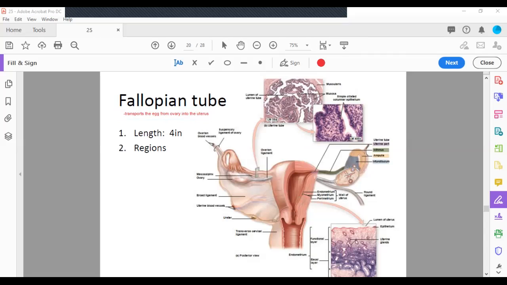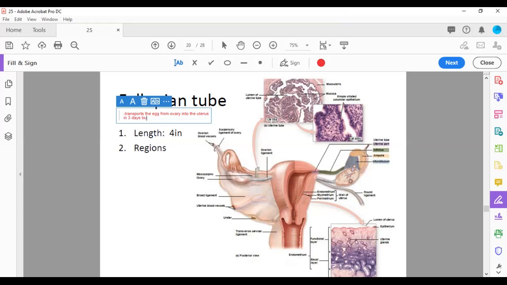The whole transport process of the egg requires 3 days. The duration of the transport of the egg from the ovary will be 3 days. But the egg is only usable within the first 24 hours post ovulation.